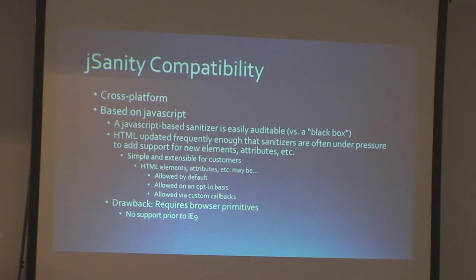So what about compatibility? JSanity is cross-platform. It's based on JavaScript. The advantage is that a JavaScript sanitizer is easily auditable compared to a black box, which you wouldn't necessarily be able to audit easily. And HTML is actually updated pretty frequently. One problem that sanitizers often have is they're asked to allow lots of new things through, and they're under pressure to do that as the underlying standards change. We can handle that pretty well, either allowing things through by default on an opt-in basis or with custom callbacks. There is one drawback here: we do require these primitives in the browser to exist, and so there's no support prior to IE9 currently.